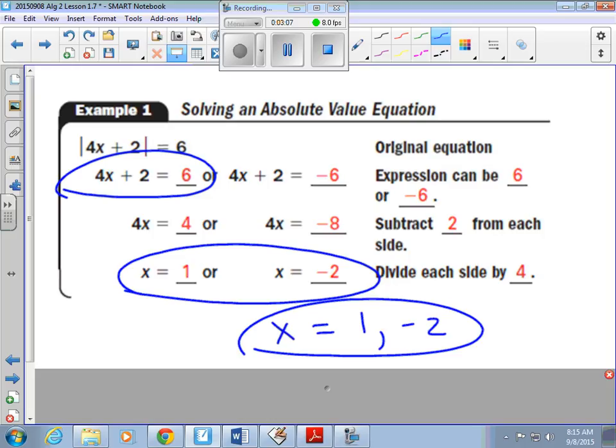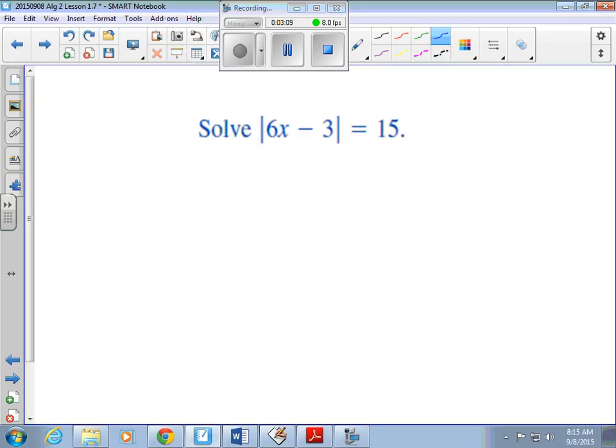Okay, on the back, everybody, there's a little area for you to work this problem here. The absolute value of 6x minus 3 is equal to 15. Take about 45 seconds on that one.